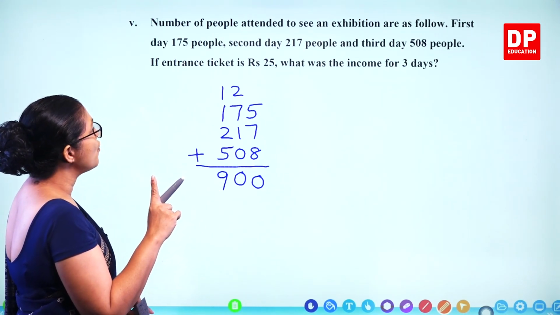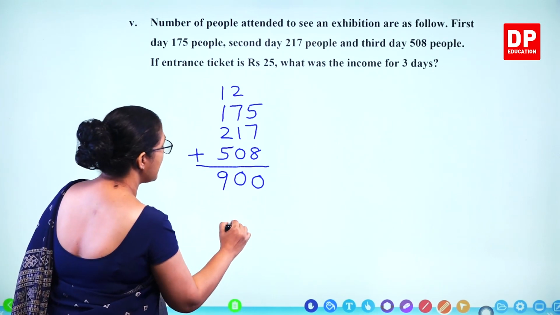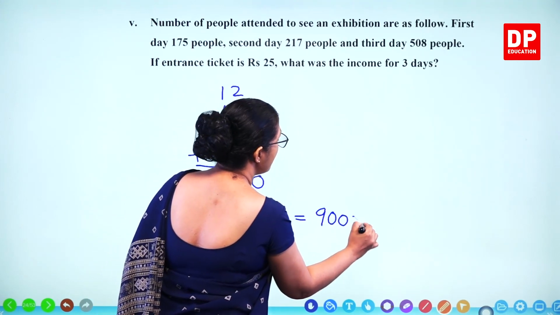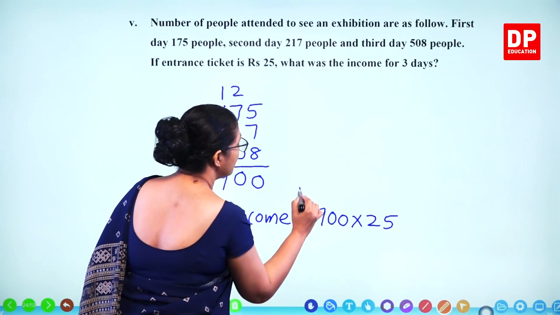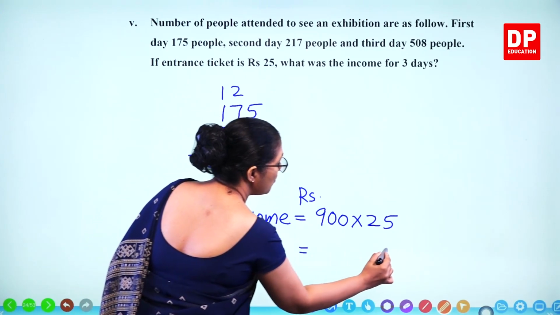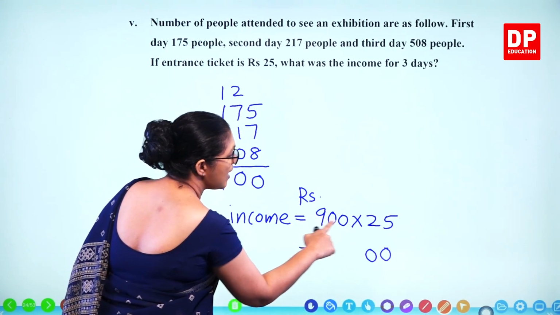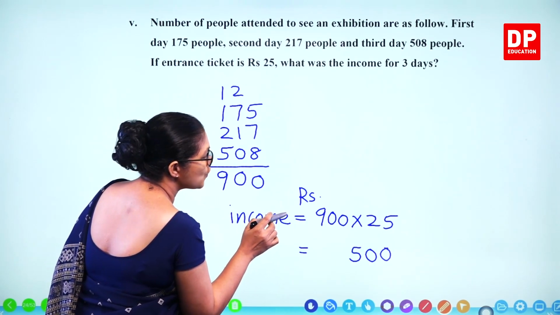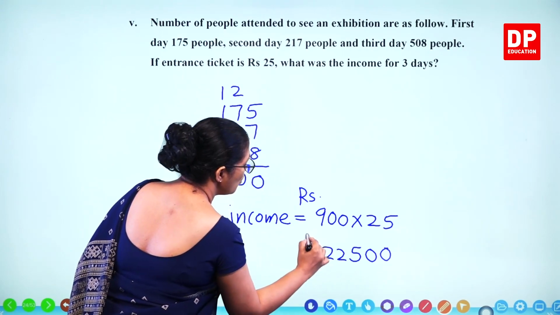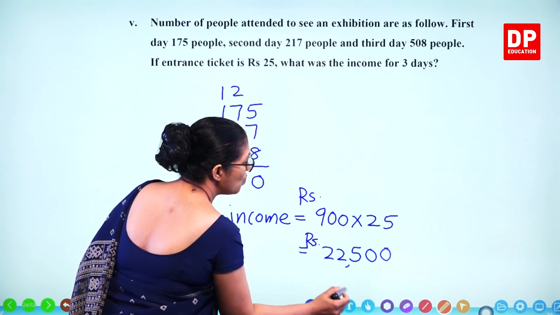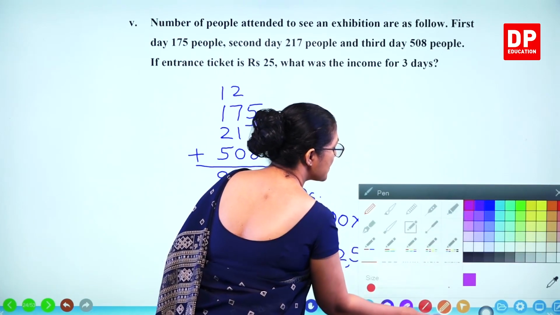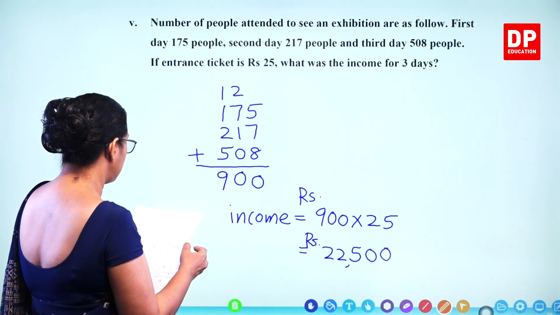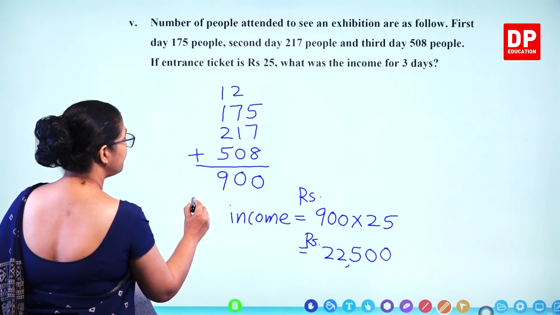Each pay 25 rupees for a ticket. So what's the income? You multiply 900 by 25. Put 2 zeros and multiply by 9. 9 times 5, 45. 4 remaining. 9 times 2, 18 plus 4, 22. So what's the income? 22,500 rupees. So you are getting 3 marks for that.